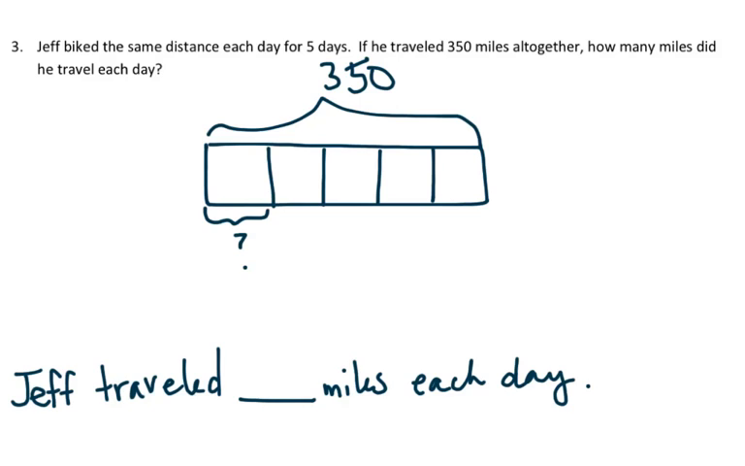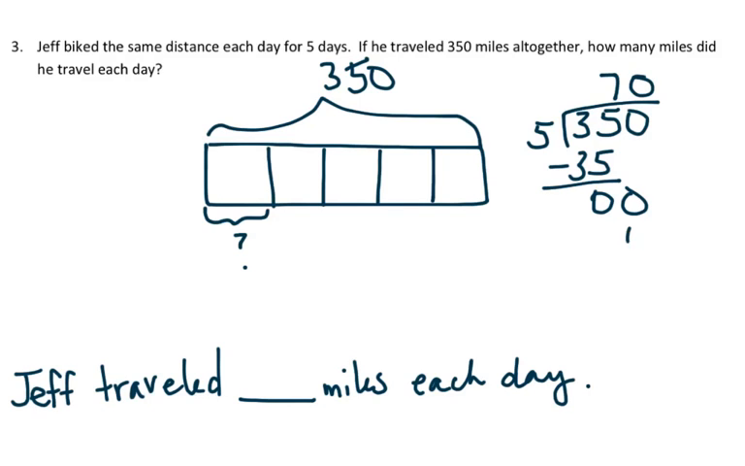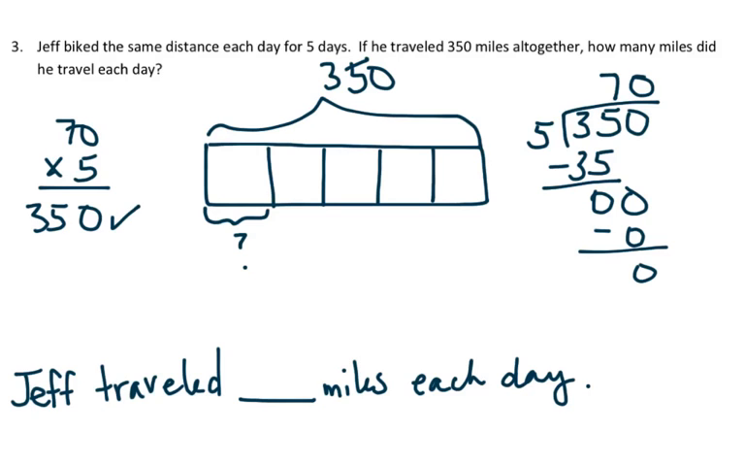So in order to solve this, we have 350, and we're going to just be dividing it into those 5 units. So that's 350 miles divided by 5 days. Okay, and when I do that, I have a quotient of 70, and I can check by multiplying. And that checks out. So our answer would be Jeff traveled 70 miles each day.